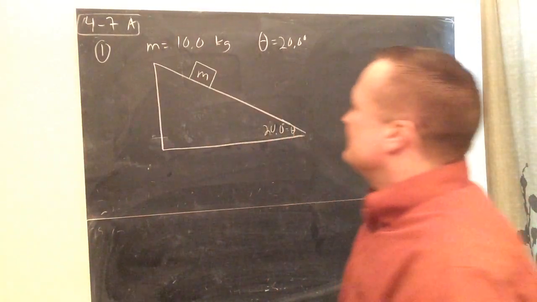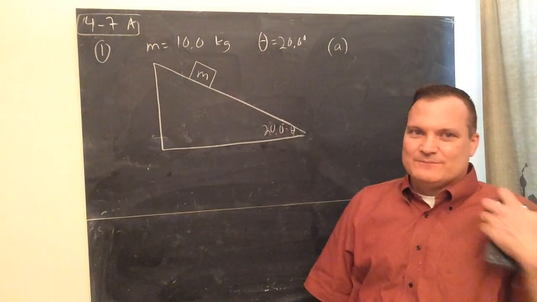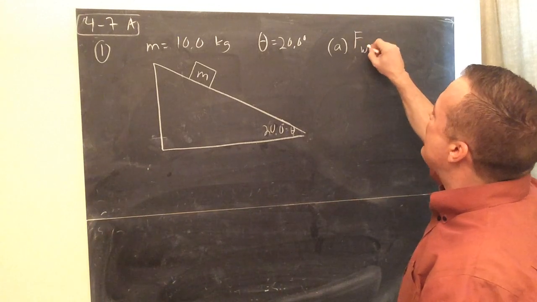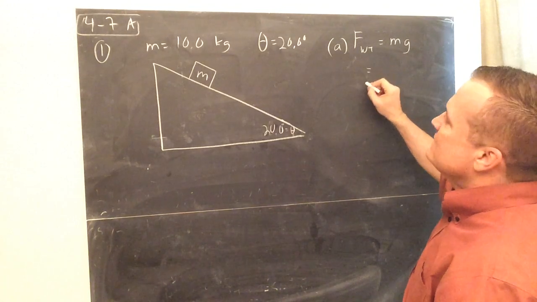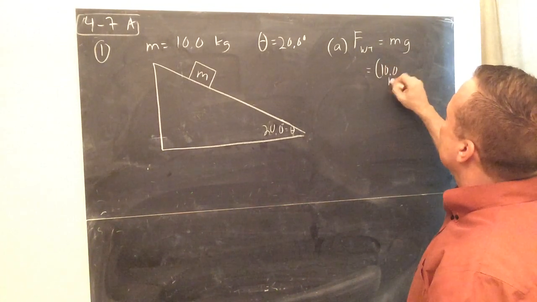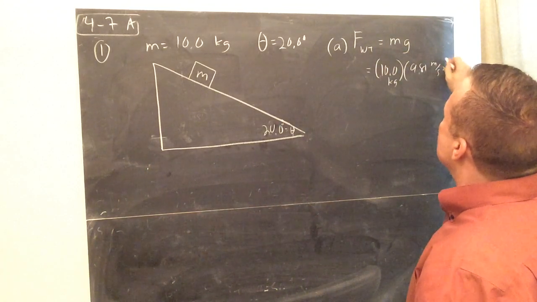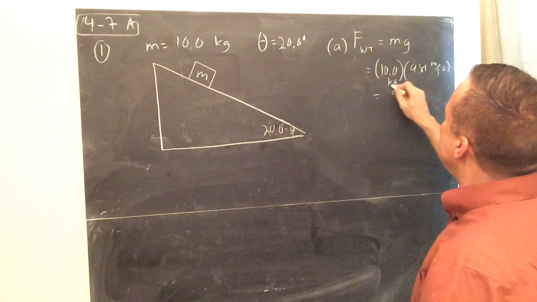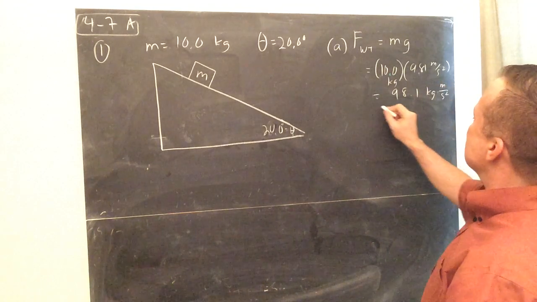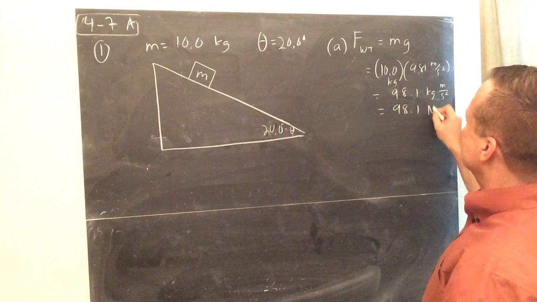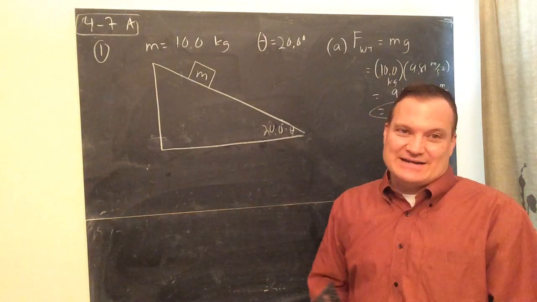All right, well, letter A, calculate the weight, that's not anything new. We've already done that in the previous chapter. So remember, force weight is mg, if you want to look at it that way. It's the mass, 10 kilograms, times gravity, 9.81 meters per second squared. So 98.1 kilogram meter over a second squared. That's not the way I'm going to write the unit. I'm going to write N. 98.1 newtons.